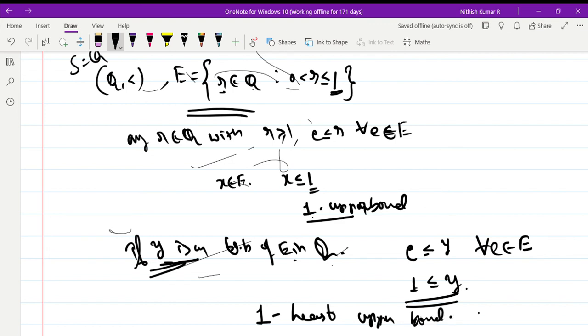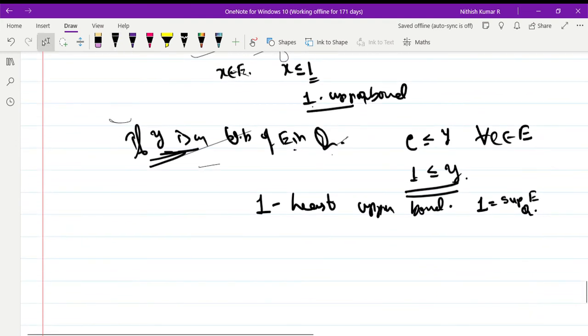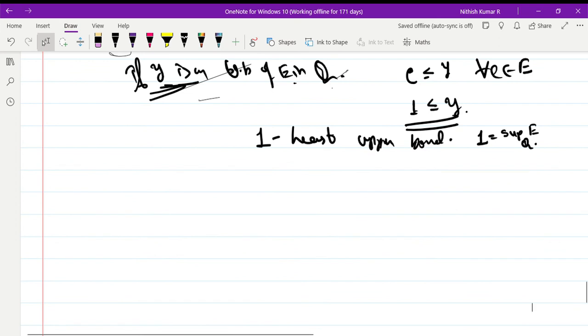Therefore this 1 must be the supremum of E over Q. Now we shall find the infimum.